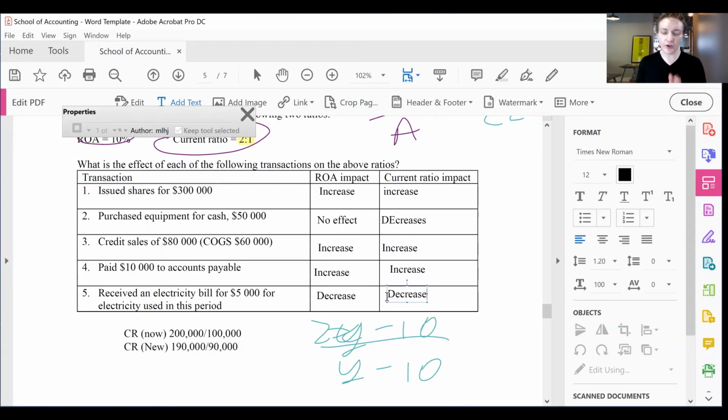Now note here that the electricity bill, say it were paid in cash. If the firm actually paid this off, then our current assets would have gone down and the current ratio would have decreased anyway. So regardless of whether the firm pays it or if it's left as a payable, you're going to get a reduction in your current ratio regardless. So that's how we'd go about answering this particular question.